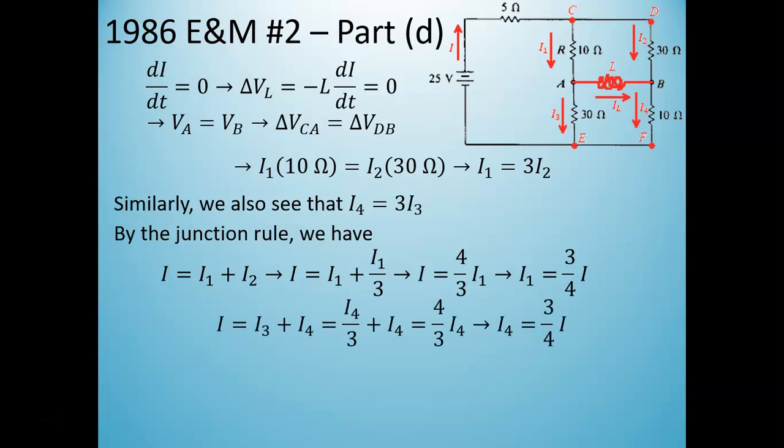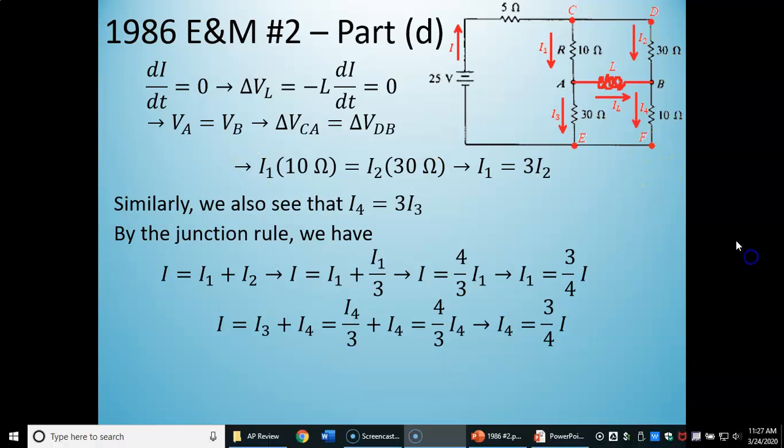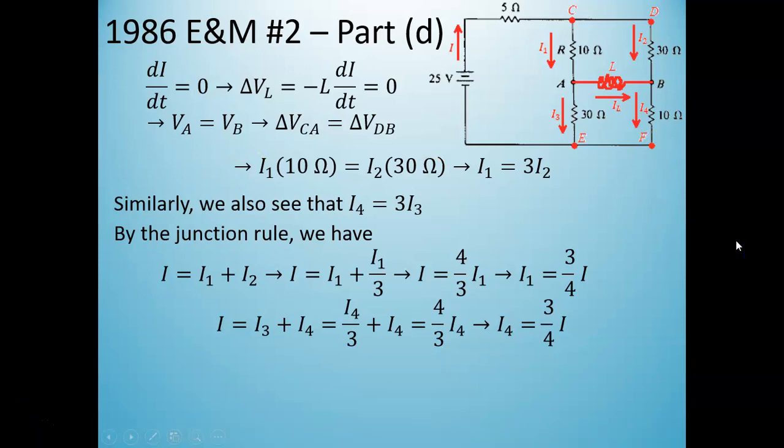Now, we also know that I is equal to I3 plus I4, so I4 is 3/4 of the current coming out of the battery as well. So here's what we're going to do next. We're going to consider a loop, because we have some simultaneous equations here, but not enough of them as it turns out. We have more unknowns right now than we have equations, but we're going to consider a loop.